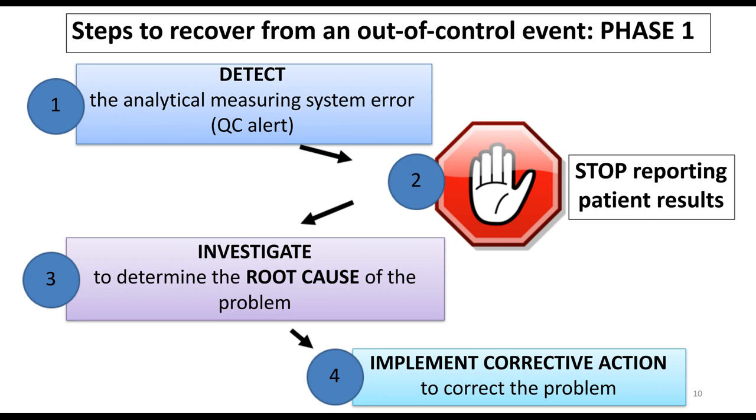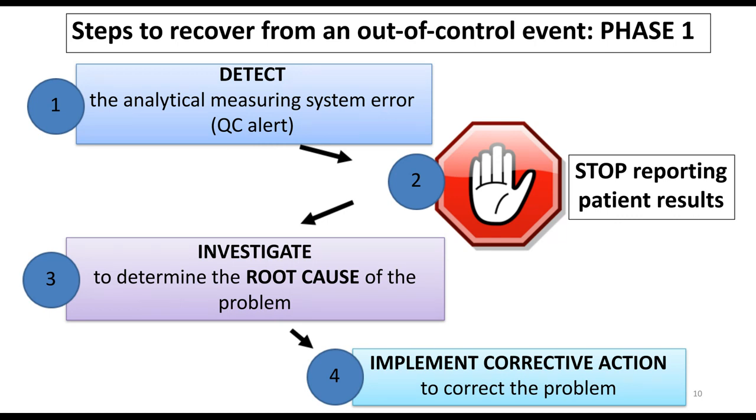This slide shows a basic pathway for responding to an out-of-control event. The first step that has to happen is actual detection of the analytical measuring system error. An automated QC rule needs to fire to alert the technologist of a potential problem, or the technologist needs to recognize that the result has failed acceptance criteria if using manual QC review.